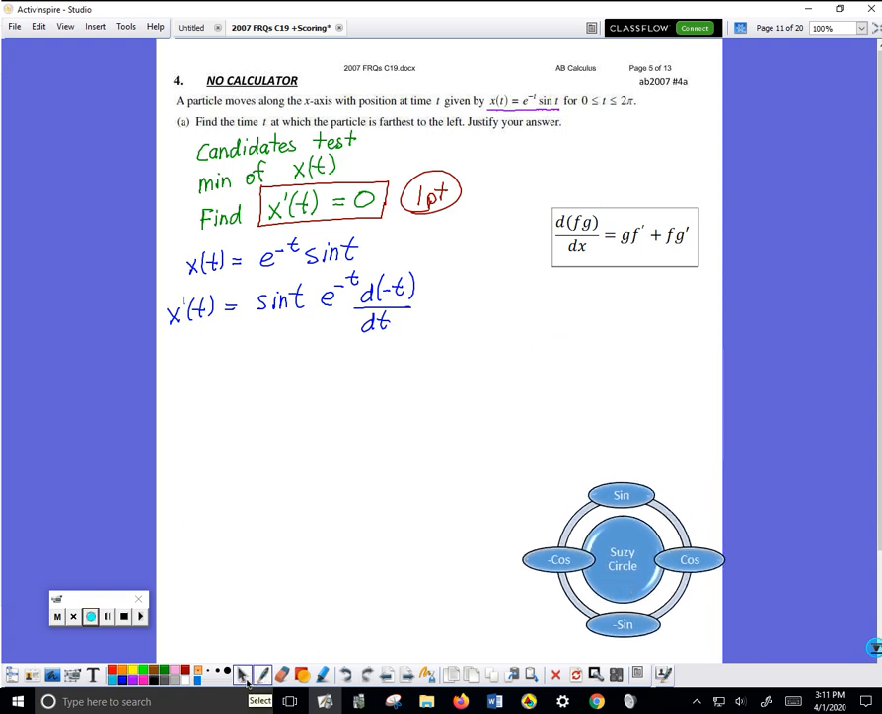Continuing the product rule, plus the first function multiplied by the derivative of this. Derivative means I go clockwise. So the derivative of the sine is the cosine.